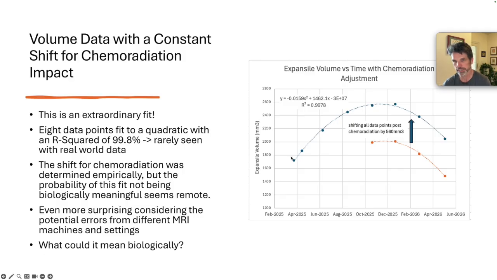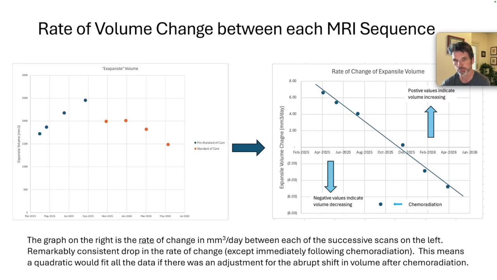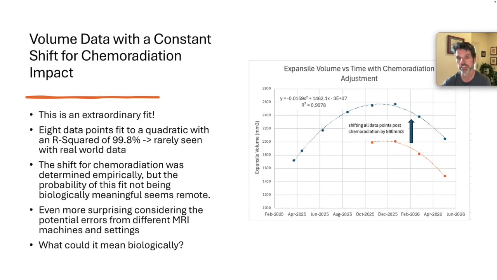And another way to think about the exact same thing, like I had on the previous slide: the fact that all of these rates of change over time fall on the same line is really the same point as saying they all fit on this same quadratic fit. So again, I think it's a quality of fit for 8 data points, like 5 degrees of freedom, that's rarely seen in the real world. So I believe there's something to it.